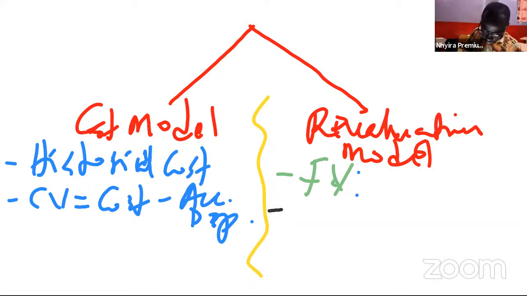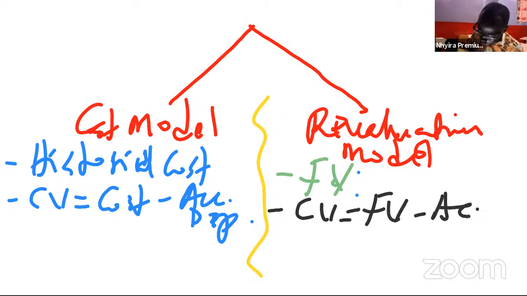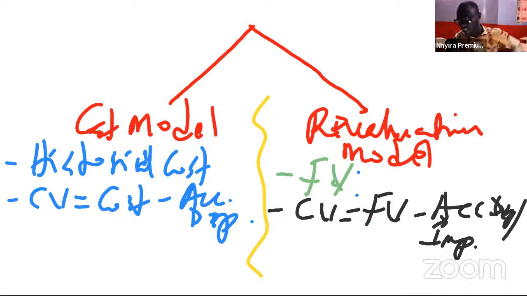Then with this, the carrying value of the asset, or the carrying amount of the asset, will be the fair value minus any accumulated depreciation and any impairment in the asset. And we'll look at this in a moment and build the knowledge there.